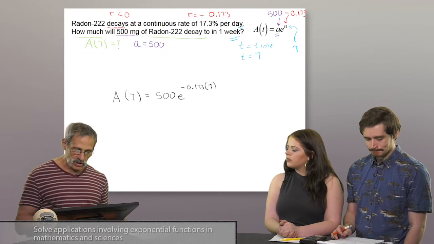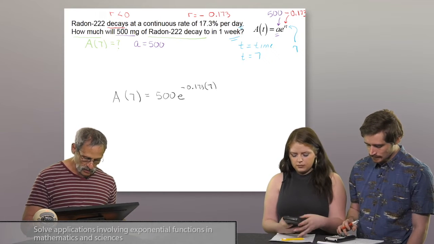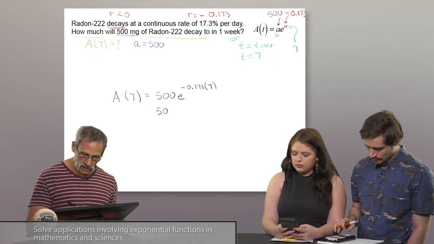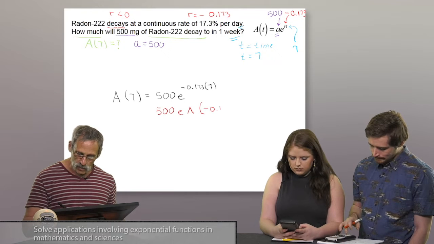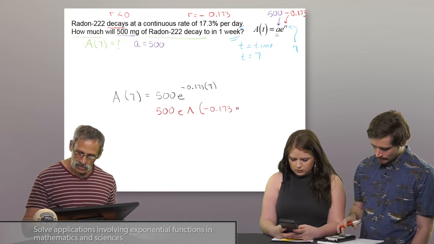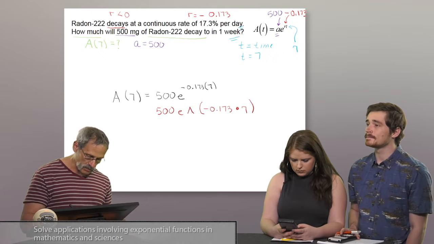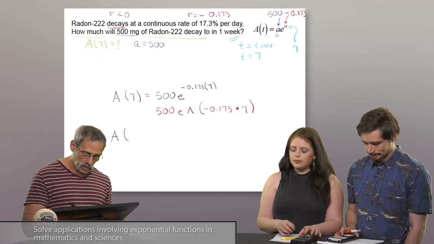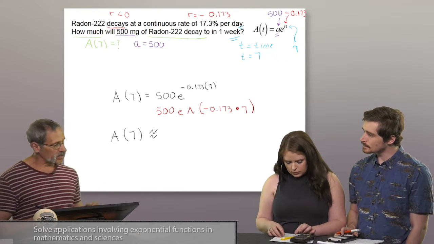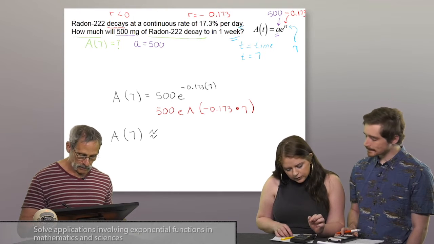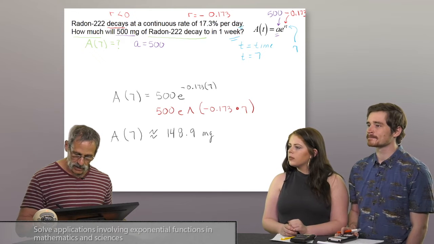But when you enter it into the calculator, just to remind you, you're going to enter it very carefully. You want to enter 500. You want to enter e, and you want to raise it to, in parentheses, negative 0.173 times 7, and then you'll close the parenthesis. So when you do, you'll be able to find what that amount is after 7 days approximately. Let's go to the nearest tenth. Round to one place past the decimal point, and what do you end up getting? 148.9 milligrams.